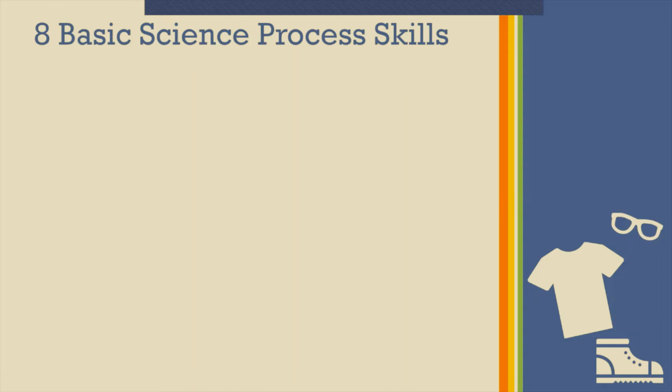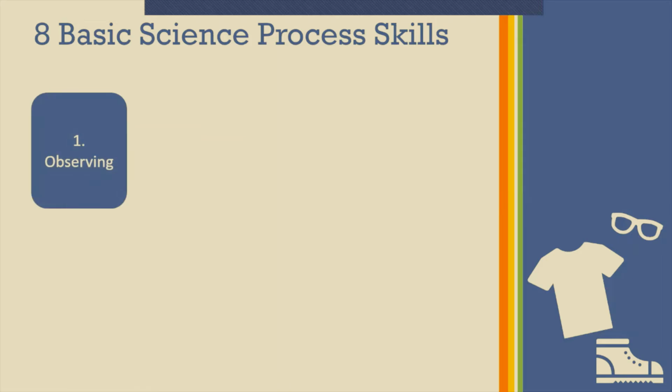Let's take a look at the 8 basic science process skills. We have observing. Observing is using the 5 senses that are sight, hearing, smelling, taste, and touch to learn about objects or events.